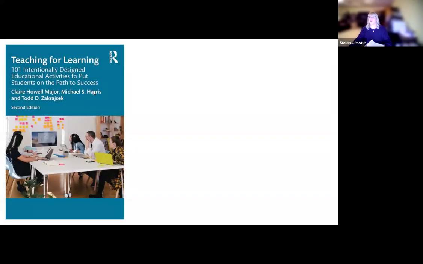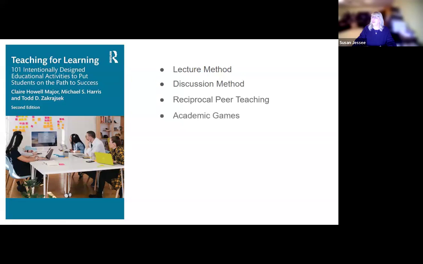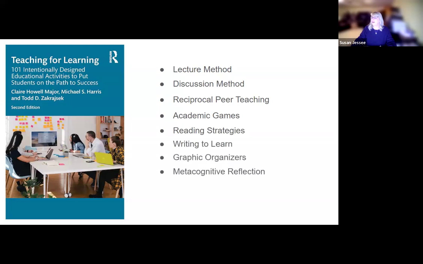Our book, Teaching for Learning, 101 Intentionally Designed Educational Activities to Put Students on the Path to Success. In this book, they go over 8 core teaching approaches that have strong research that support and demonstrate consistent success in higher education settings. The 8 approaches are lecture method, discussion method, reciprocal peer teaching, academic games, reading strategies, writing to learn, graphic organizers, and metacognitive reflection.